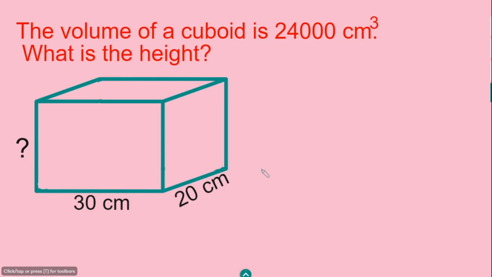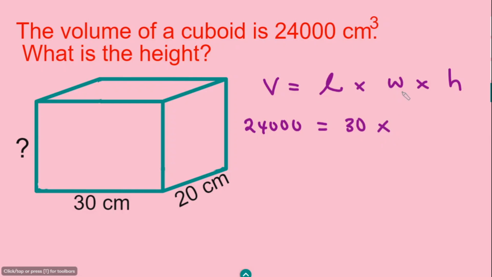All right. So to solve this, all you need to do is begin with the simple formula for calculating the volume of a cuboid, which you already know: the volume is the length times the width times the height. Of course, we know the volume has been given to us in the question as 24,000 centimeters cubed. So I'm going to write down here 24,000, okay? And the length here is given to us as 30, and then multiply this by the width, which is given to us as 20.